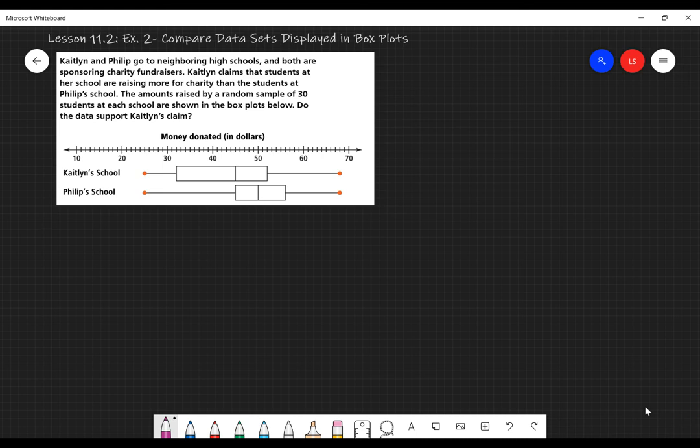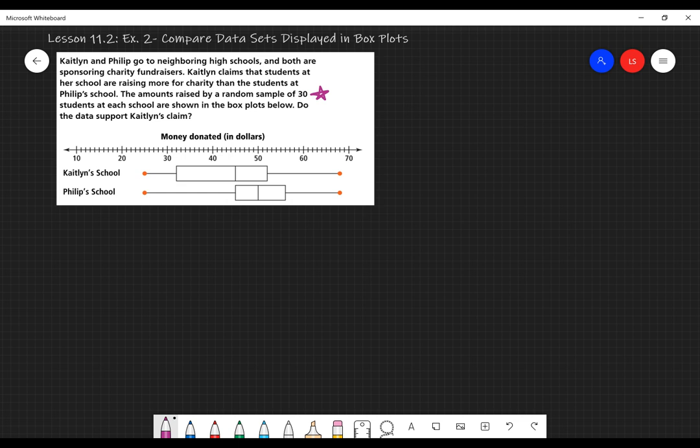Lesson 11.2, Example 2, and we'll be going over how to compare data sets that are displayed in box plots. So our situation is Caitlin and Philip go to neighboring high schools and both are sponsoring charity fundraisers. Caitlin claims that the students at her school are raising more for charity than the students at Philip's school. The amounts raised by a random sample of 30 students at each school are shown in the box plots below. Does the data support Caitlin's claim?